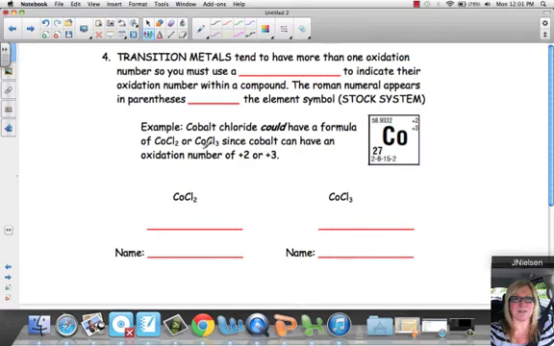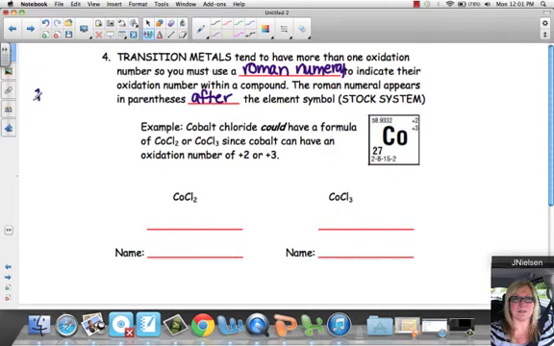Transition metals tend to have more than one oxidation number, so you must use a Roman numeral to indicate the oxidation number within the compound. The Roman numeral appears in parentheses after the element symbol. Well, if you don't know your Roman numerals, that's going to be a problem.